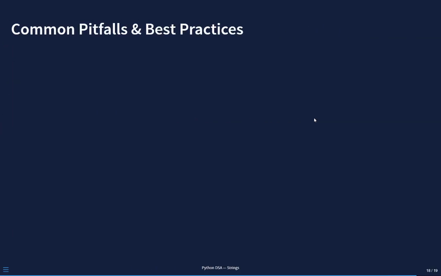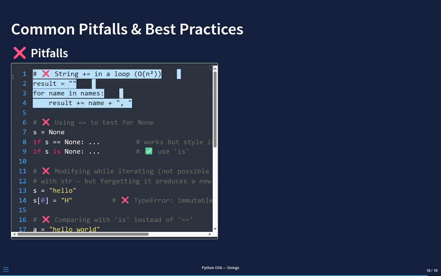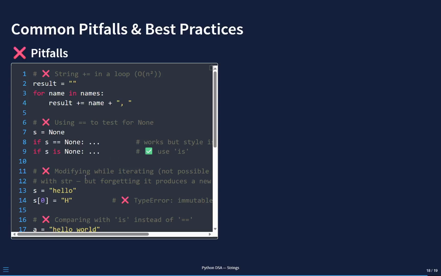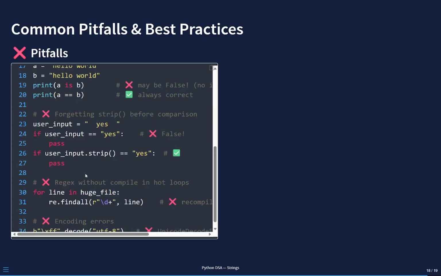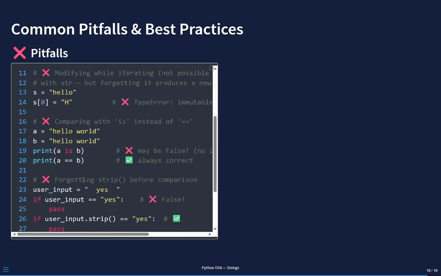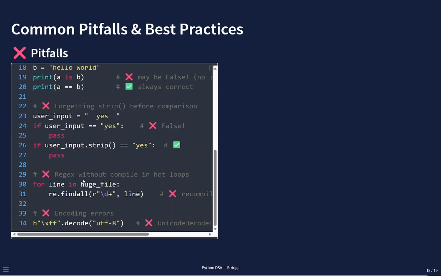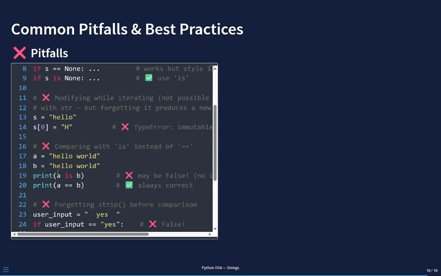Next, let's consolidate the most common mistakes and their corresponding fixes. Click pitfall 1, string plus equals in a loop. We've said it 3 times now. It's O(n squared). Use join. Pitfall 2, using equals equals to test for None. It works, but the Pythonic idiom is is None, and is not None. None is a singleton. Identity comparison is both correct and faster. Pitfall 3, attempting s[0] = 'h' on a string. This raises TypeError immediately. Strings are immutable. If you need character level mutation, work with a list of characters and join at the end.